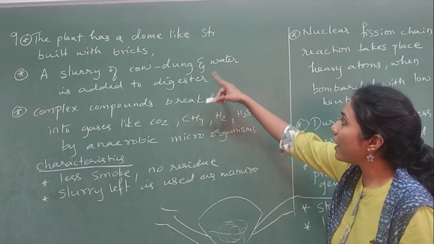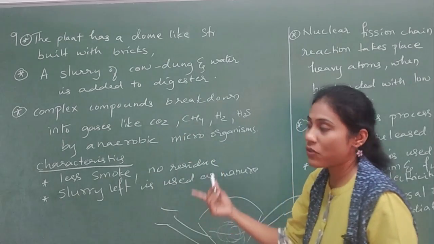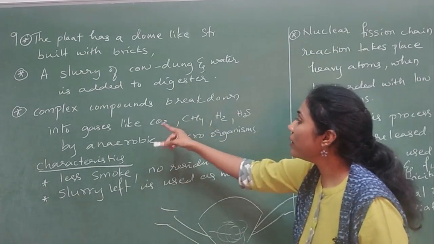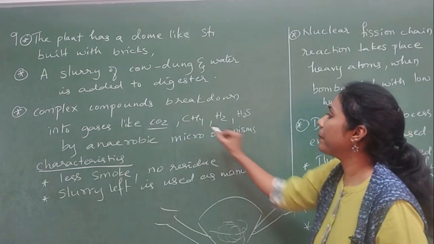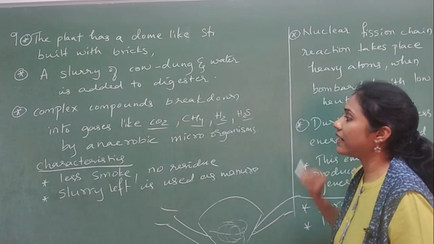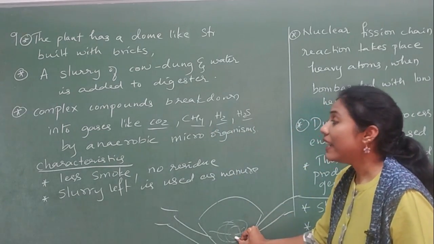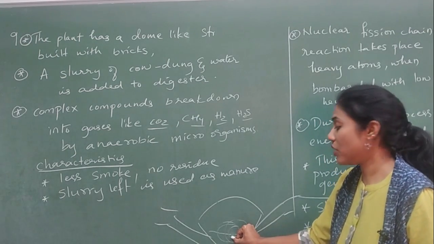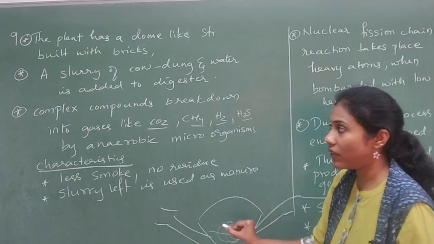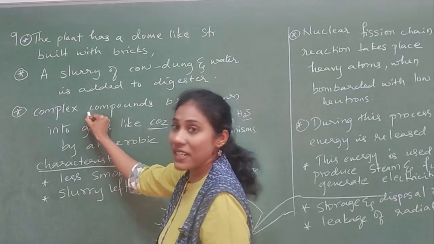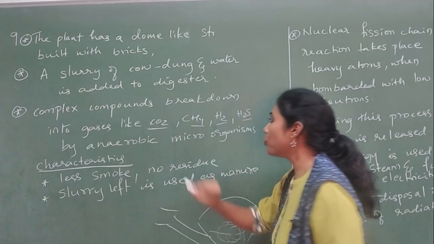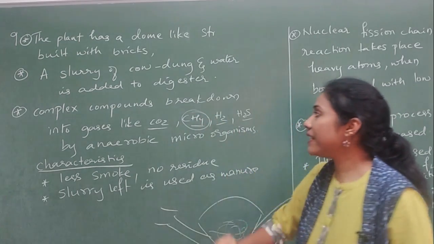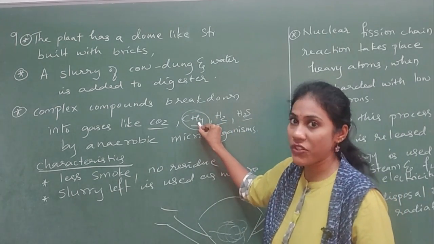So this cow dung will contain complex organic compounds. These organic compounds are broken down into simple gases like carbon dioxide, methane, hydrogen and hydrogen sulfide by anaerobic microorganisms. In the absence of air or oxygen, the microorganisms will convert the complex organic compounds into the simple gases. So this methane gas is the major constituent here.